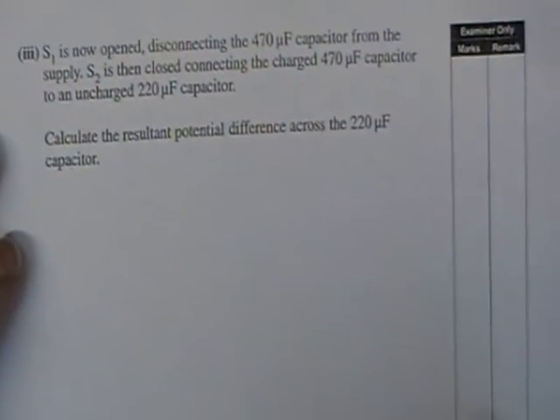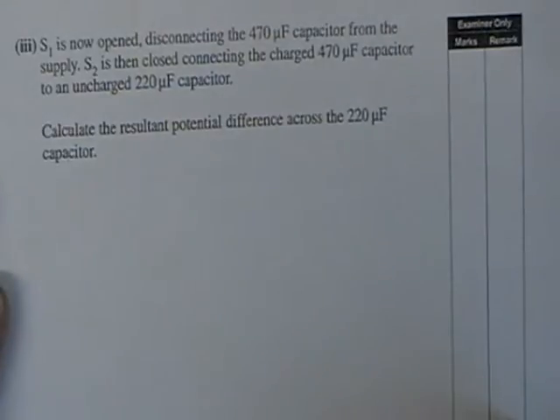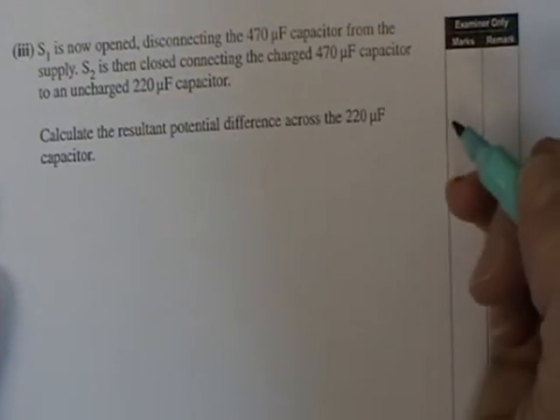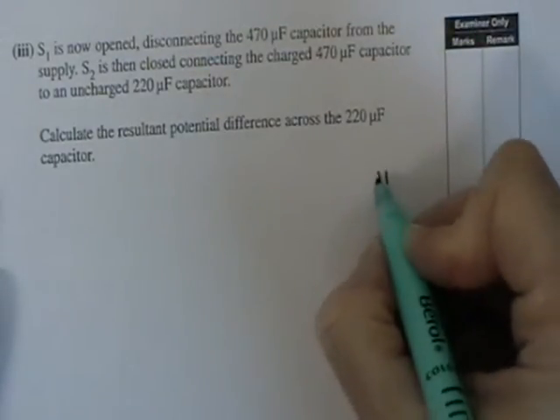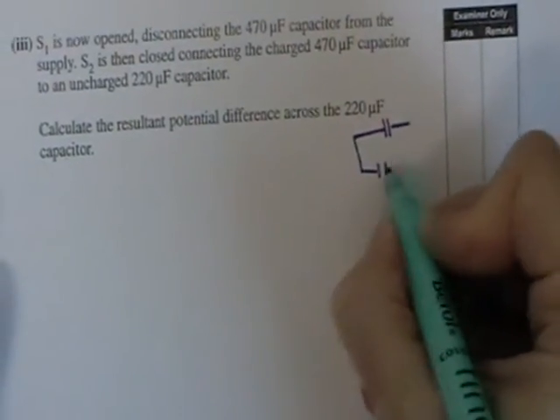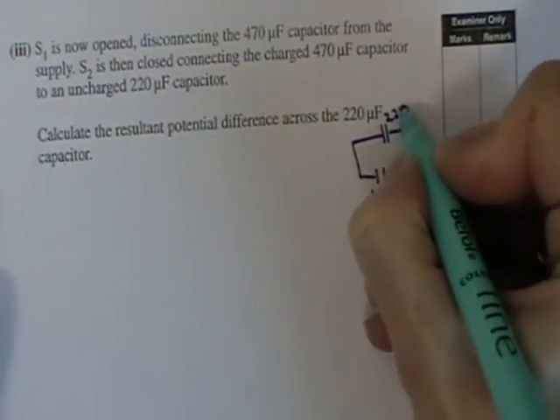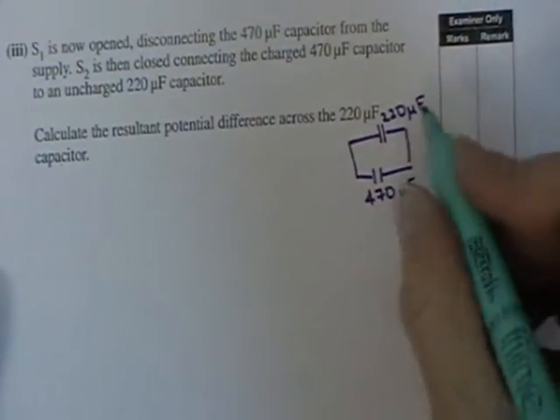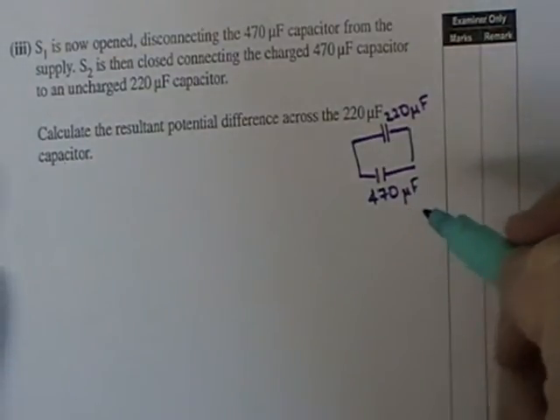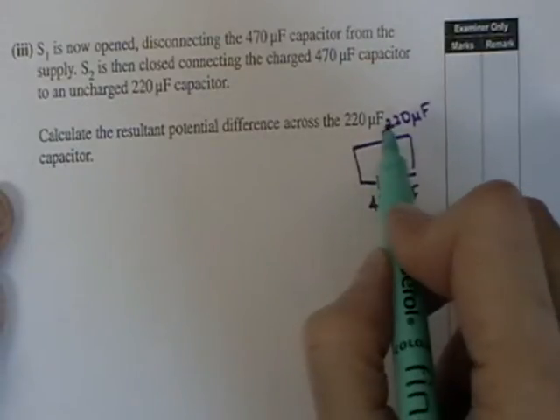Part 3. S1 is now opened, disconnecting the 470 microfarad capacitor from the supply. S2 is then closed, connecting the charged 470 microfarad capacitor to an uncharged 220 microfarad capacitor. I'm just going to draw this down at the side. You've got your 470, which is charged, now in parallel with your 220. Whenever this happens, you always assume that they are in parallel. So calculate the resultant potential difference across the 220 microfarad capacitor.